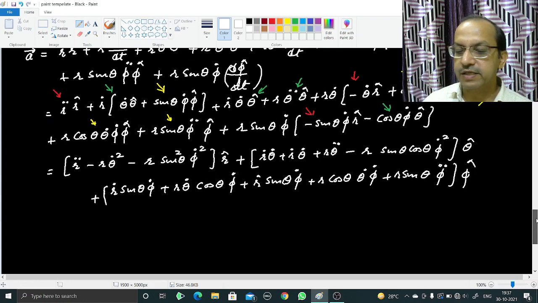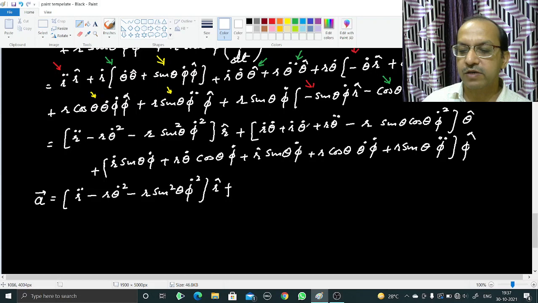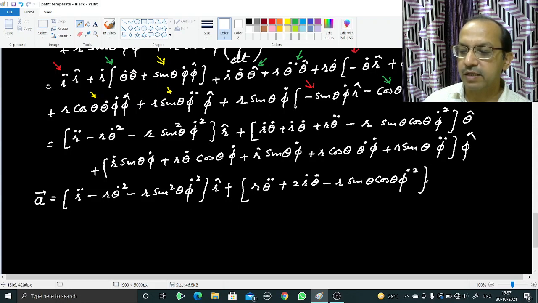Now rewriting this expression again, we will get the value of acceleration. So acceleration is r double dot minus r theta dot square minus r sin square theta phi dot square, that is r cap, plus r theta double dot plus 2 r dot theta dot minus r sin theta cos theta phi dot square, that is theta cap.